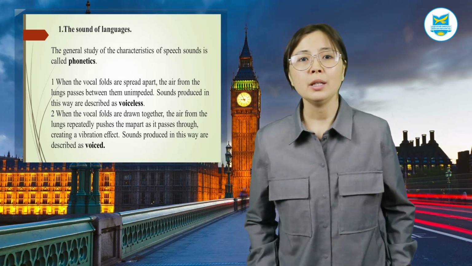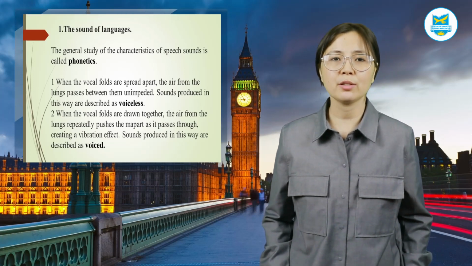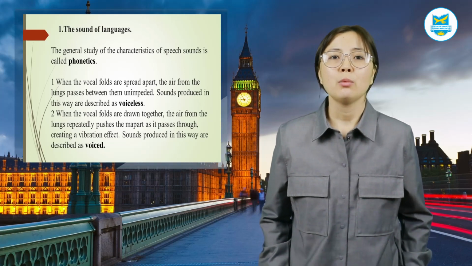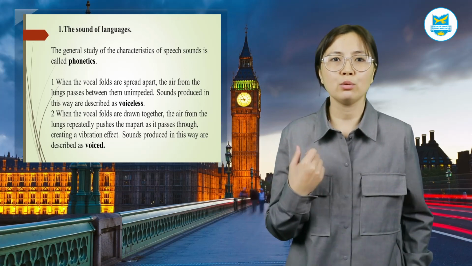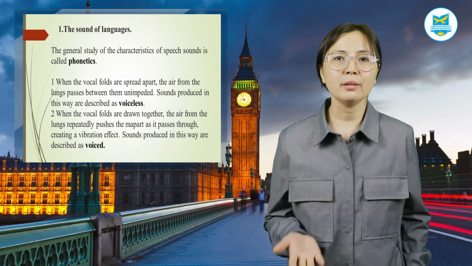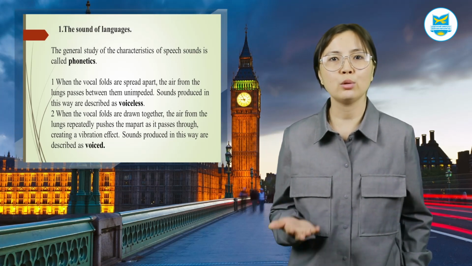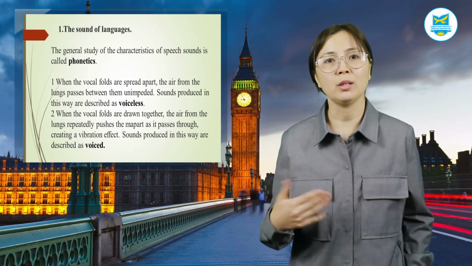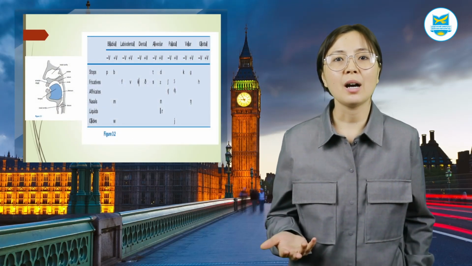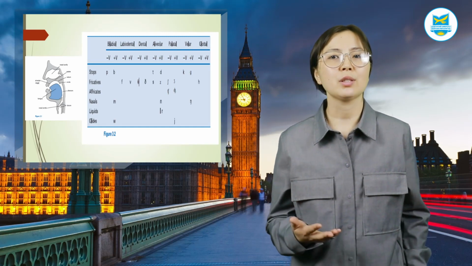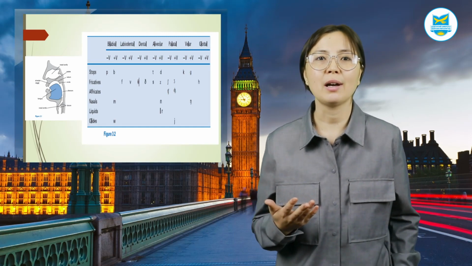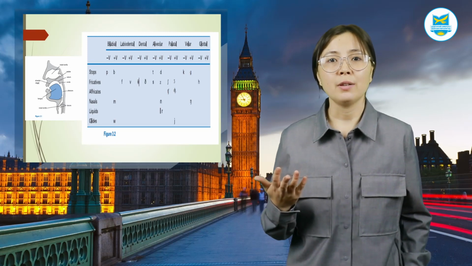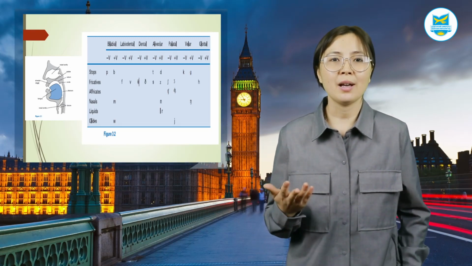Voiced and voiceless sounds. In articulatory phonetics, we investigate how speech sounds are produced using the fairly complex oral equipment we have. We start with the air pushed out by the lungs up through the trachea to the larynx. Inside the larynx are your vocal folds, which take two basic positions. When the vocal folds are spread apart, the air from the lungs passes between them unimpeded. Sounds produced in this way are described as voiceless. When the vocal folds are drawn together, the air from the lungs repeatedly pushes them apart as it passes through, creating a vibration effect. Sounds produced in this way are described as voiced.